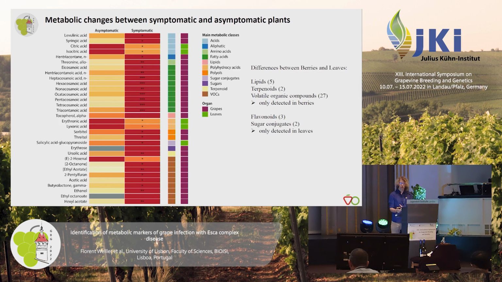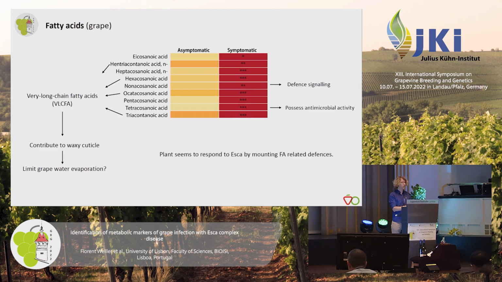Not going to go through all of the individual metabolites, but you can see here some significant change between asymptomatic and symptomatic samples. Looking more specifically into the fatty acids found only in the grapes, you can see that symptomatic samples are mostly higher in quantity in comparison with the asymptomatic.